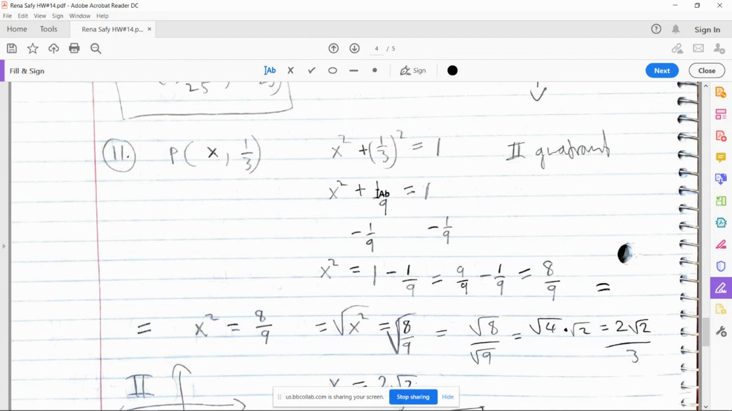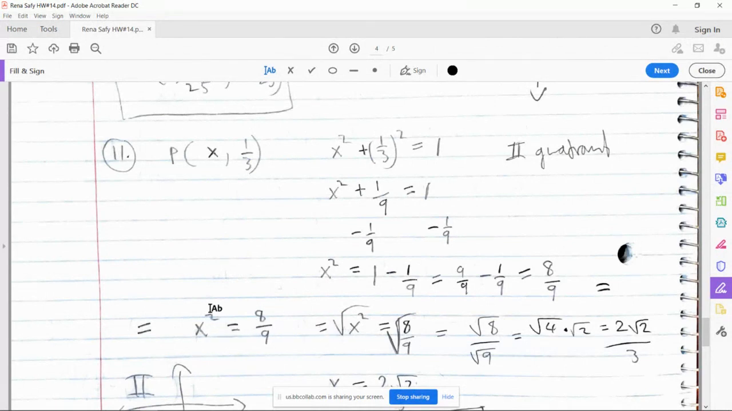Then I distributed the exponent 2 to the 1 and the 3 and ended up with 1 over 9. I wanted to have x squared on one side, so I subtracted 1 over 9 from both sides. So it's x squared equals 1 minus 1 over 9. Then I put 9 over 9 for 1 because it's a whole number, so 9 minus 1 is 8 over 9. I rewrote the equation: x squared equals 8 over 9.